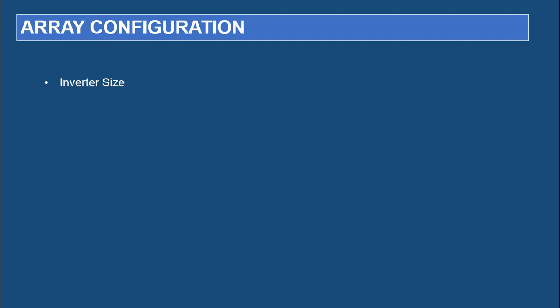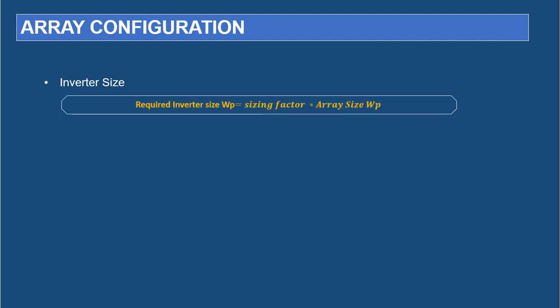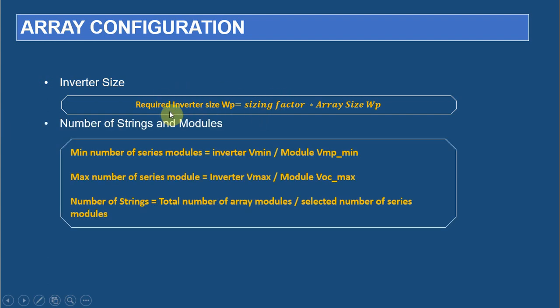For array configuration, we would know the inverter size, and here is the equation we are going to use. There is a sizing factor, just to oversize or undersize our array. It depends on the location. We know already the array watt peak. We will multiply it by that factor, and then we will get the required inverter size.